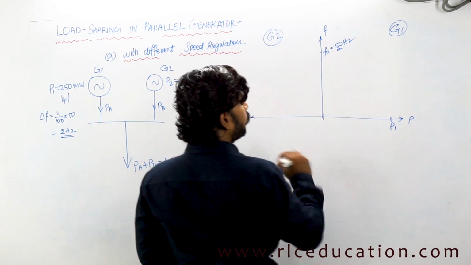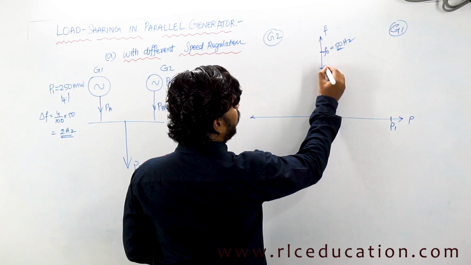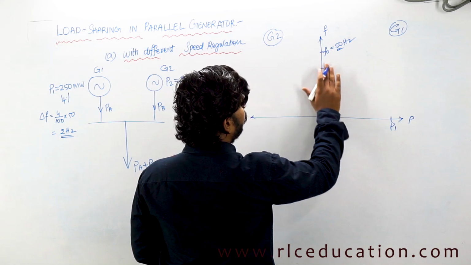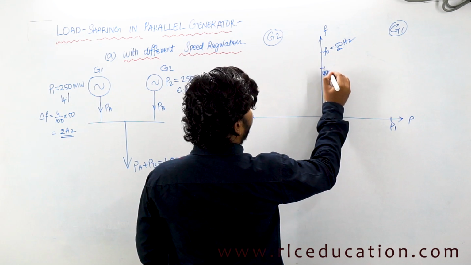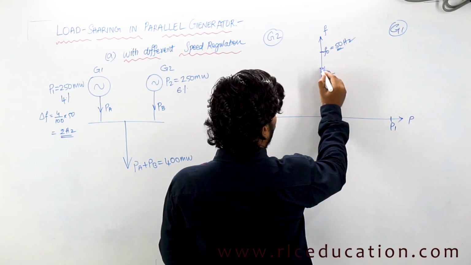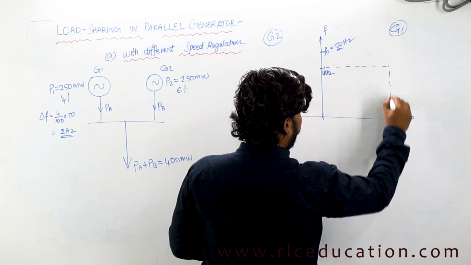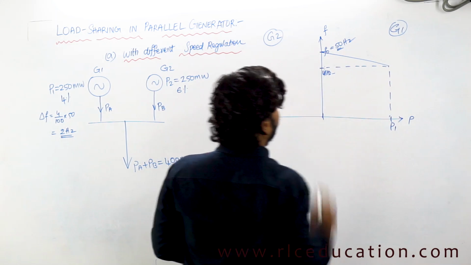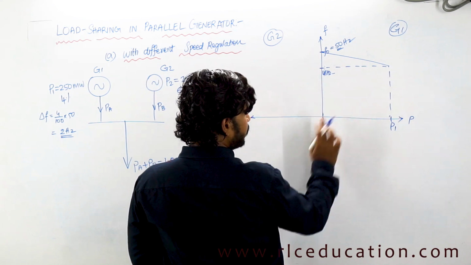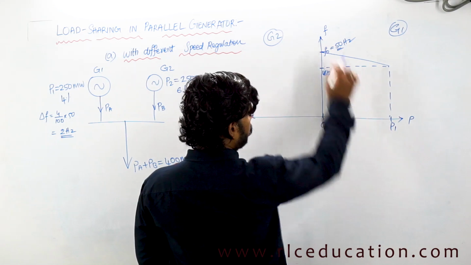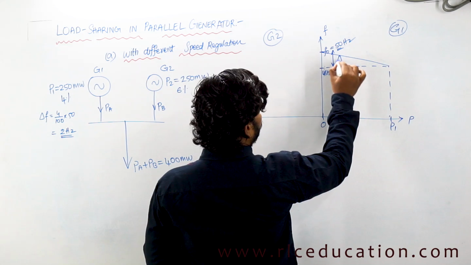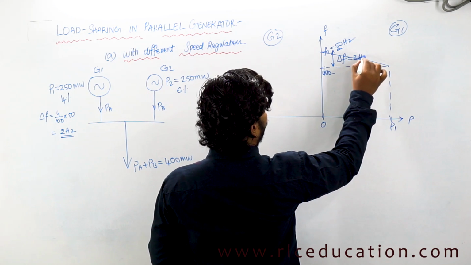If 50 hertz is the no load frequency, where will be the full load frequency? At 48 hertz will be the full load frequency, isn't it? So this will become the full load frequency for the first generator, 48 hertz. If 48 hertz is the full load frequency, the curve looks like this, isn't it? The regulation curve is like this. That means as the frequency changes from no load to full load, the load also changes from no load to full load. So the delta F for the first generator is how much? 2 hertz.